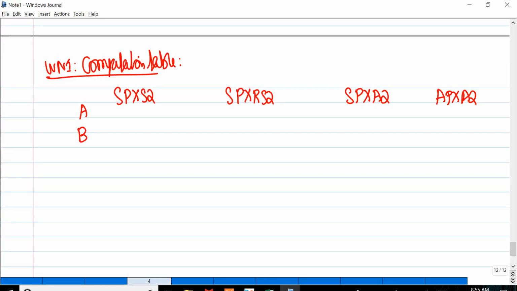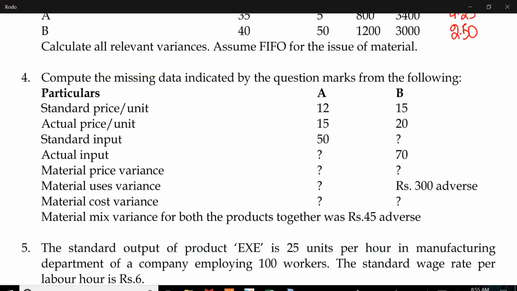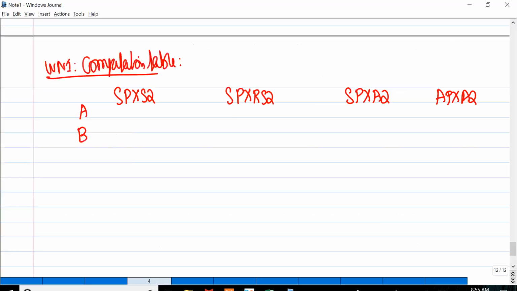Okay, can we start now? Let's start filling whatever is available. So we have standard prices 12 and 15, actual prices 15 and 20.